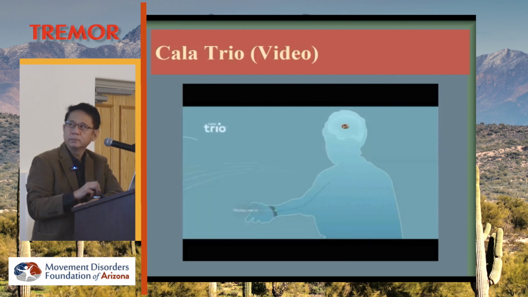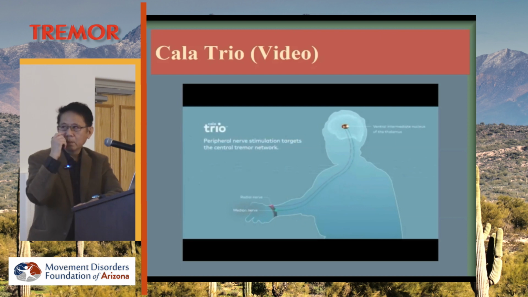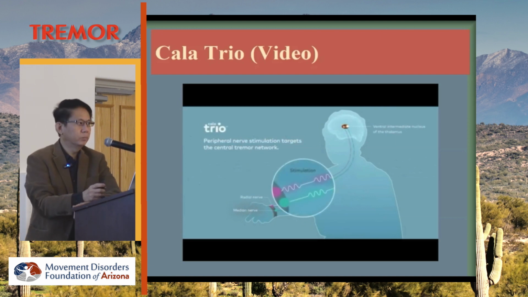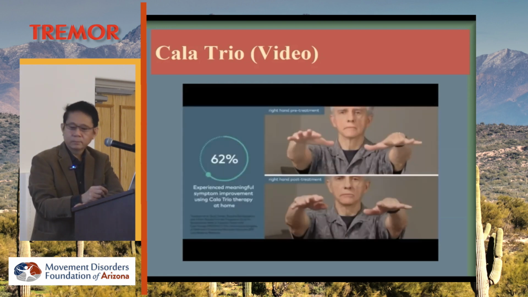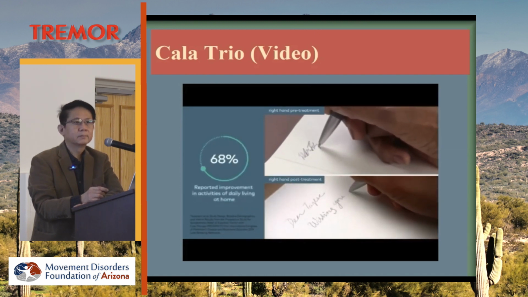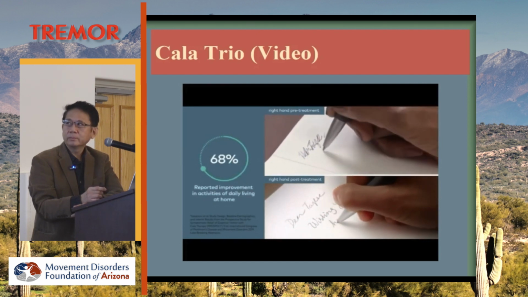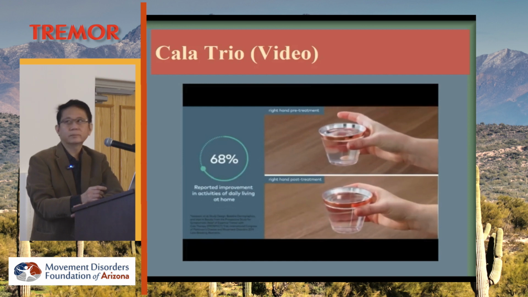Surface stimulation is delivered to the median and radial nerves, disrupting the pathological tremor frequency signals. This effectively addresses the variability of your patient's condition, resulting in a meaningful reduction of the tremor for a period of time. With symptom improvement using Cala therapy at home, 68% of users reported improvement in activities of daily living, most notably in handwriting, holding a cup, and using a spoon.